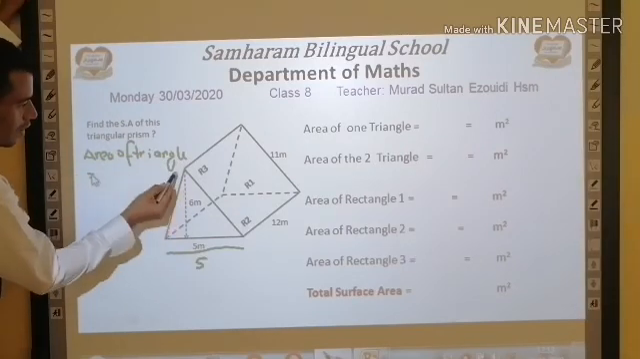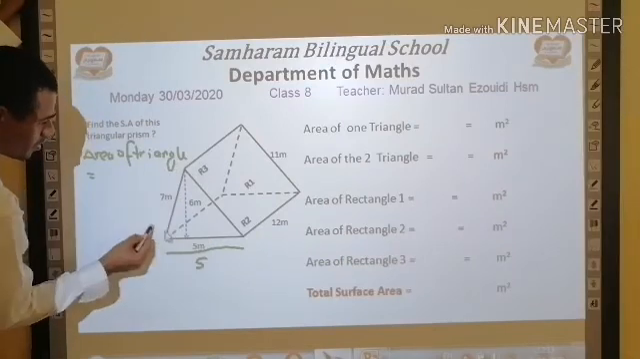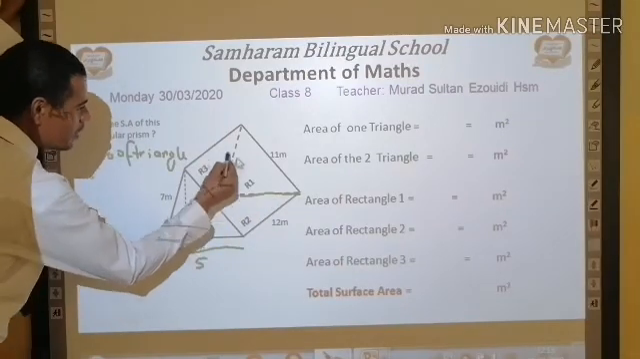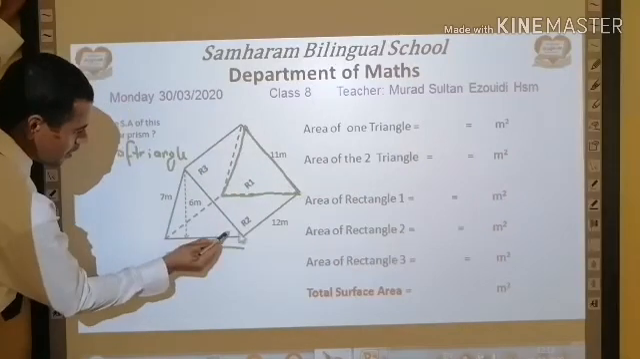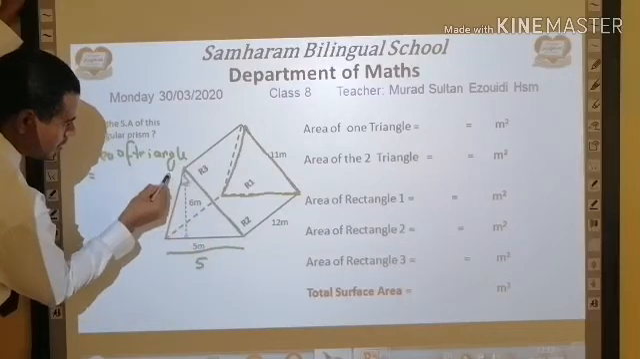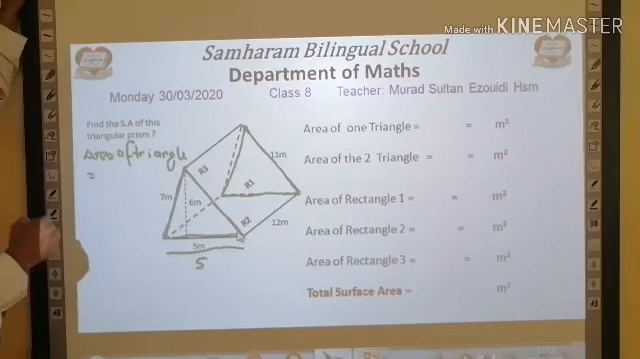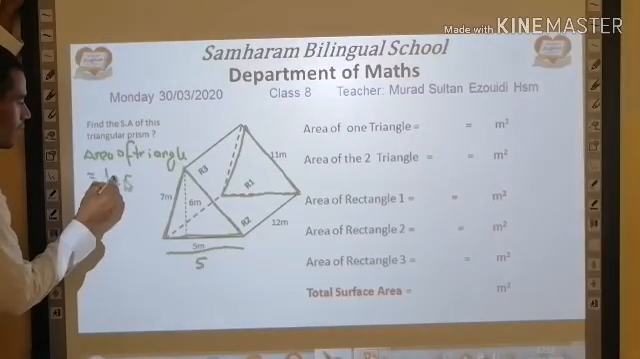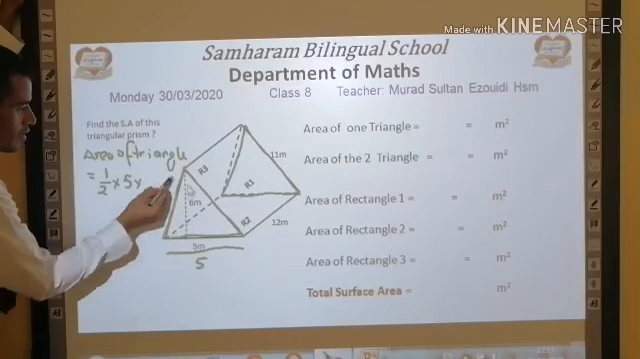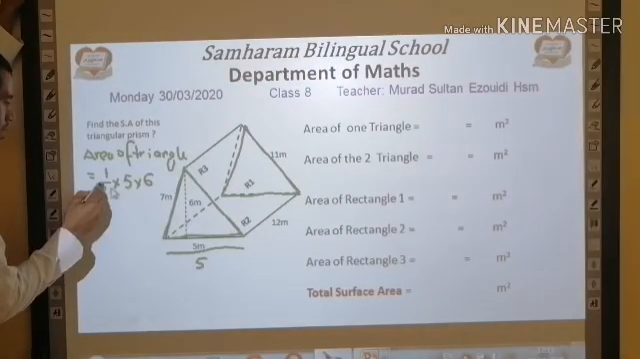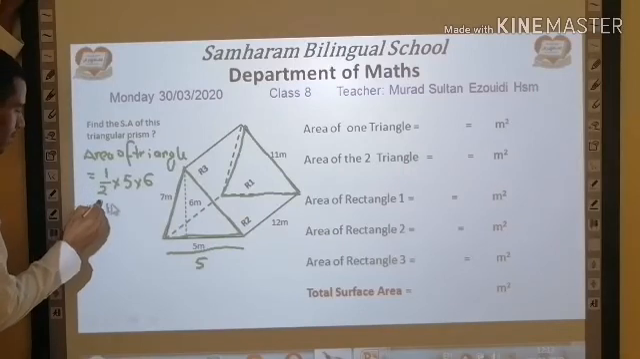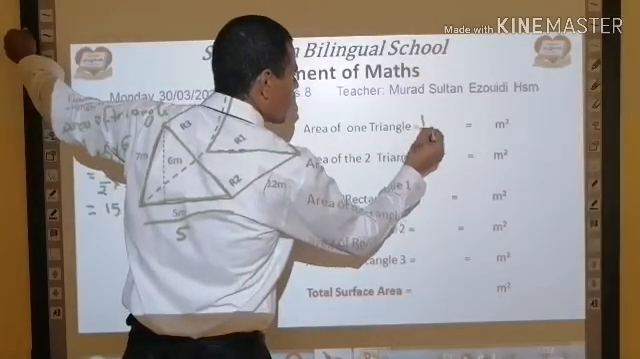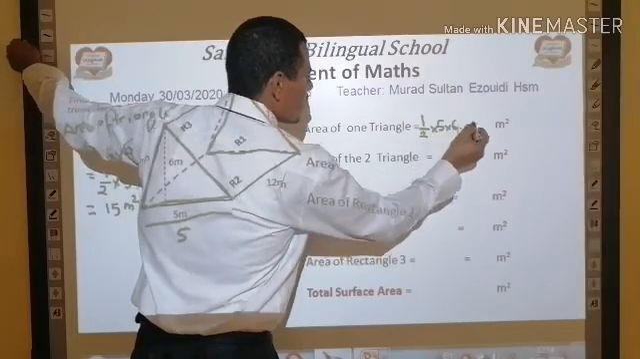Here we have 2 triangles. We have this one, and this one also. This is triangle number 1. Okay, this one also is triangle number 2. We have 2 triangles. So the area is 1 over 2 multiplied by the base 5 multiplied by the height 6. So 6 divided by 2 is 3. 3 multiplied by 5 is 15 meters square.